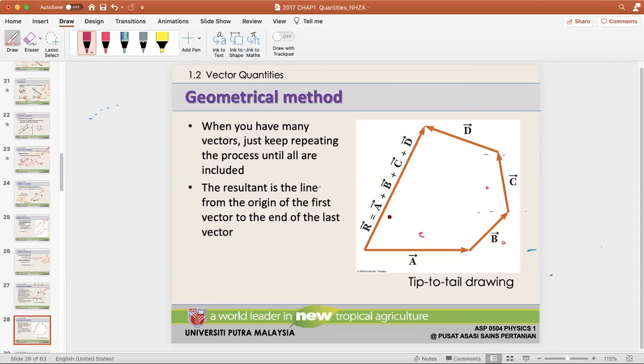So this is another example: A, B, C, D. So this is tip to tail, tip to tail, tip to tail, tip to tail, and the resultant is from the origin or the starting point to the end. Because you started with A, you ended with D. Okay, so this is your resultant.